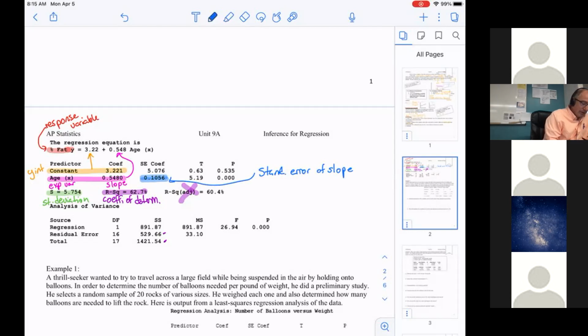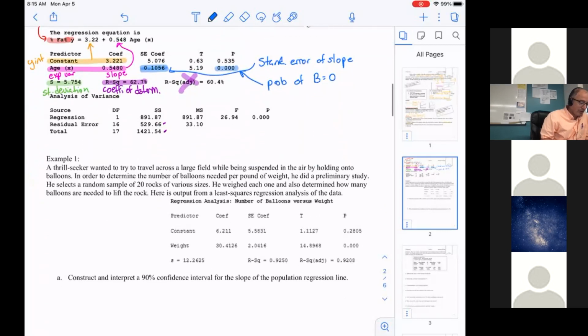And then this guy right here. This is the probability of the slope equaling 0. Okay, so again, this is all review except for those last two things in blue, where we're going to find the standard error of the slope and where we're going to find the p-value, with my null hypothesis being the slope is 0. All right, so here we go.